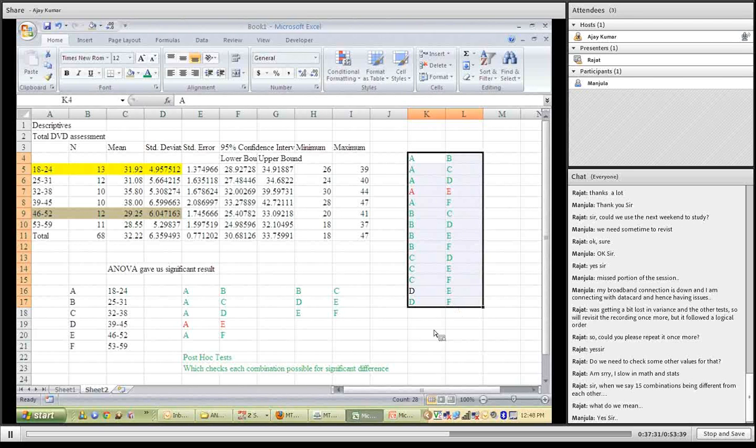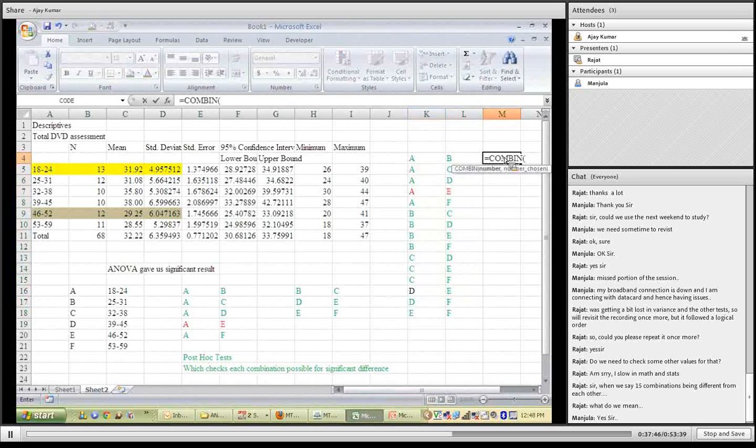There will be one more combination, which is E and F. If you look at this, the count is 15, and this is what the combination formula also gave us. If I rerun it, we will find that with 6 groups, combinations of 2 are 15. So look at this 15 and look at these 15 combinations.